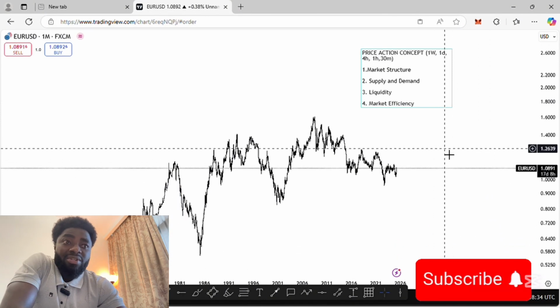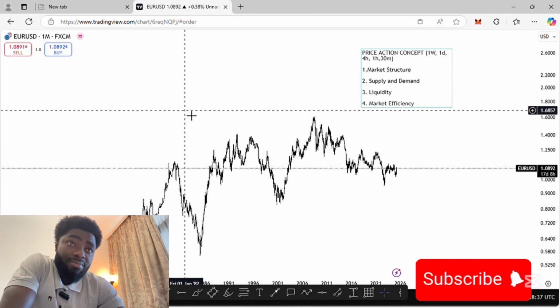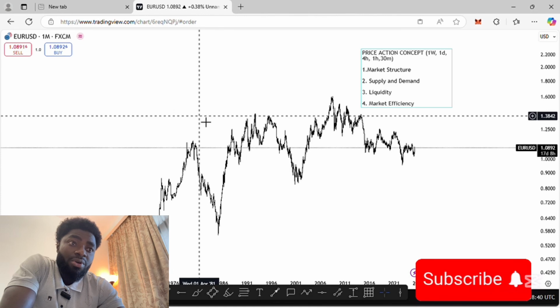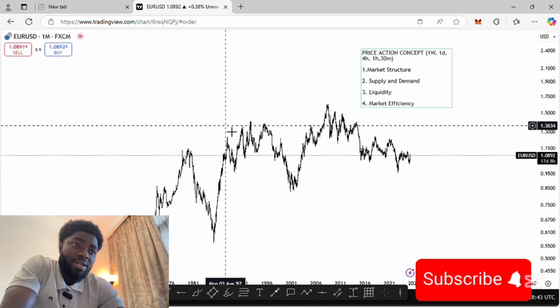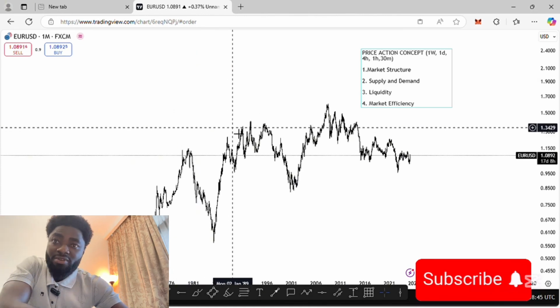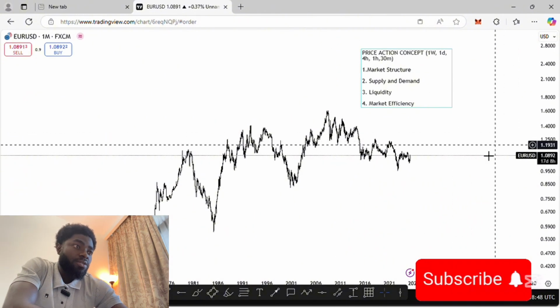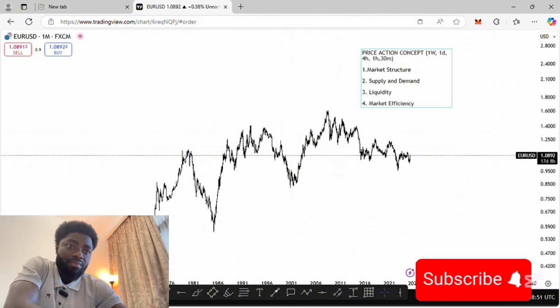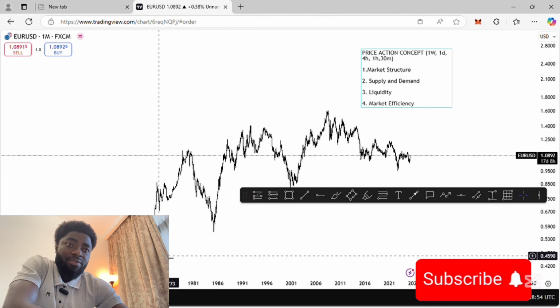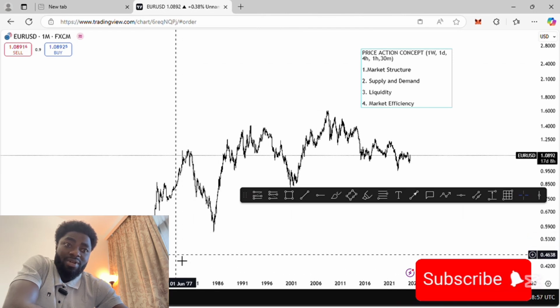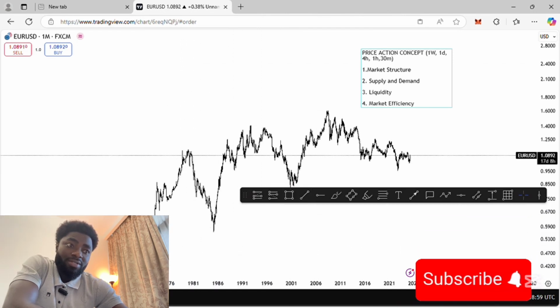So considering market structure on the monthly time frame, Euro USD, we want to know the overall market structure before I scale down to the lower time frame to find trade opportunities. So at the monthly time frame, Euro USD started from 1971, where I wasn't even born. So this market has been there since.